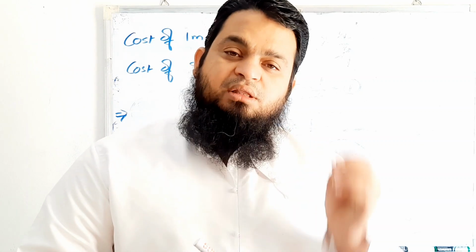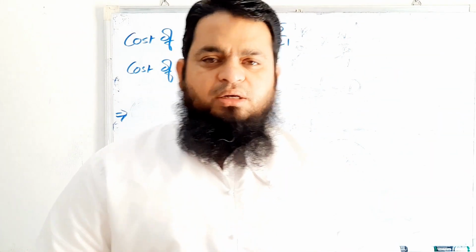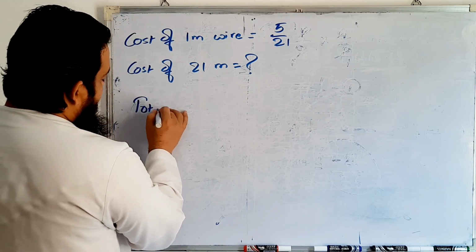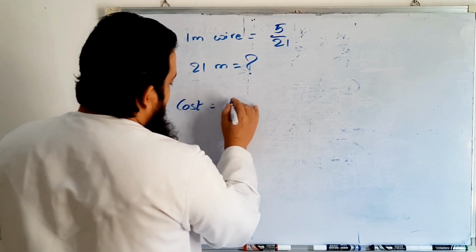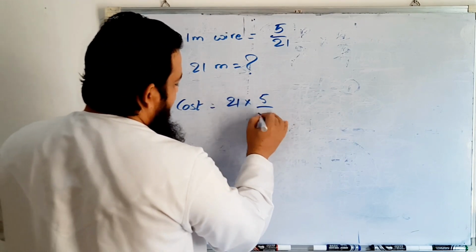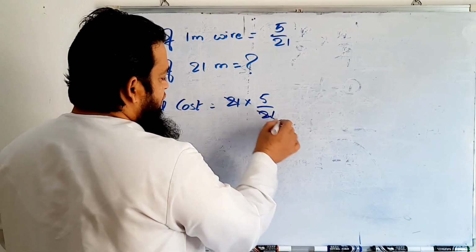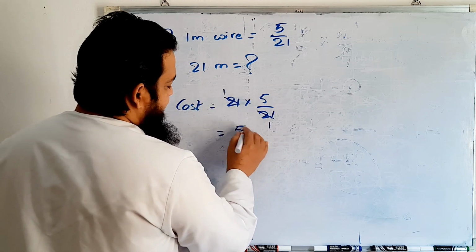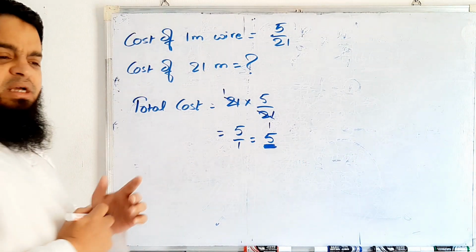So it's the same here. The same logic should be applied. 1 meter is equal to 5 by 21, and they need the cost of 21 meters. That means total cost is equal to 21 multiplied by 5 by 21. So in numerator and denominator you have the common factors, the same number. So it's 1. So what is left out? 1 times 5 is 5 by 1, that is equal to 5 dirhams. Got it, my dear students?